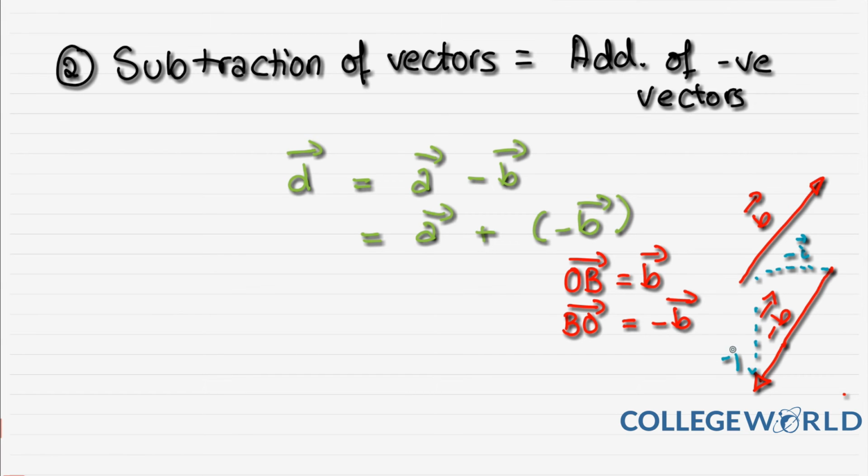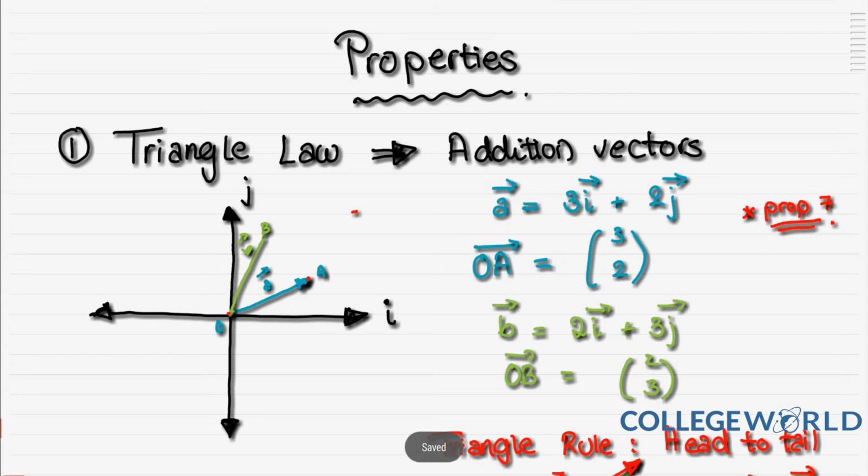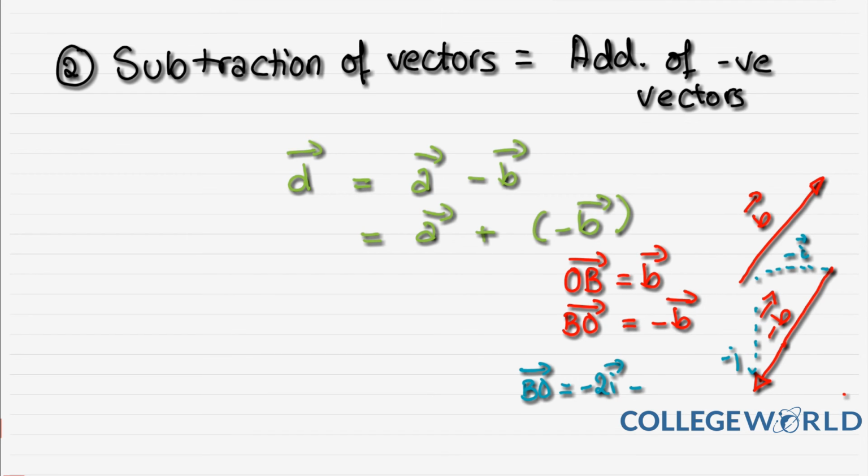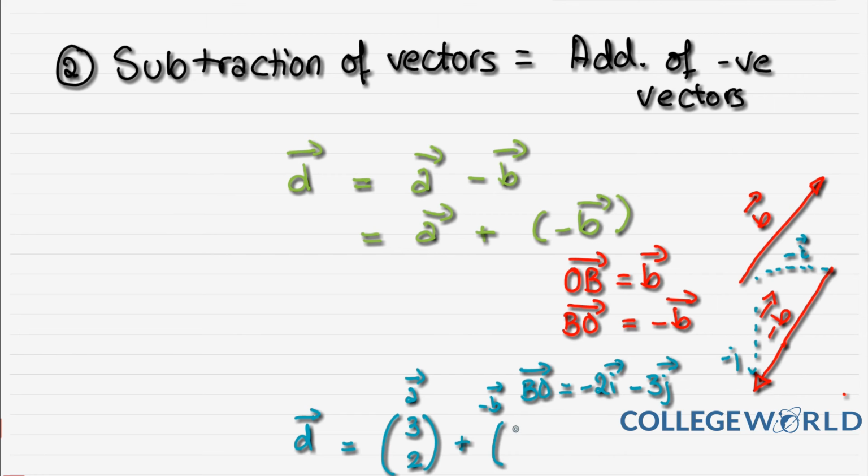So in other words, our BO here is going to equal, instead of 2i plus 3j, negative 2i, negative 3j. And if we want to add that, we're going to simply say that vector d is going to equal 3 over 2, because that's vector a here, plus our negative vector b, which is negative 2, negative 3. And our resultant vector is going to be 1 and negative 1.